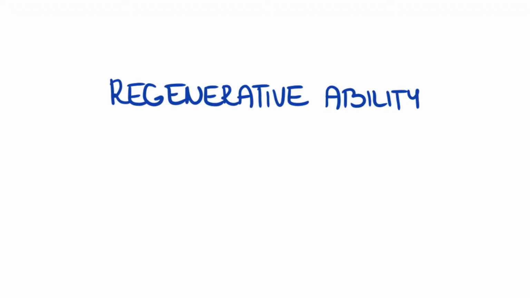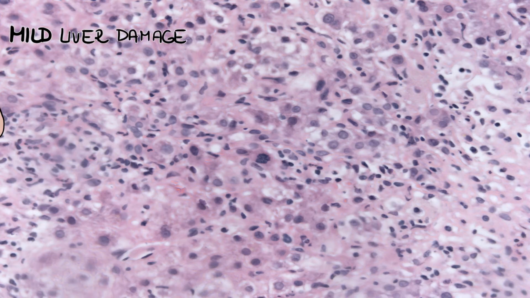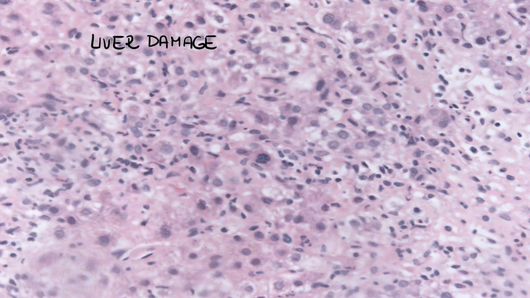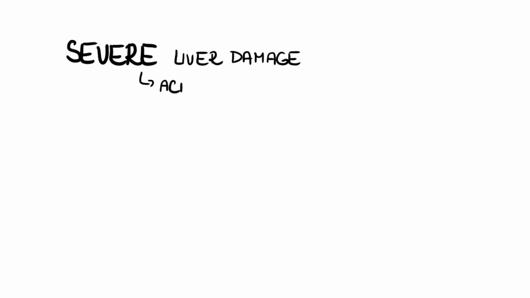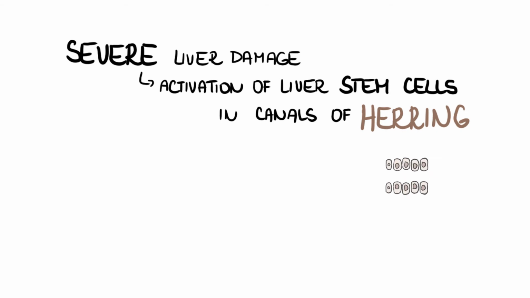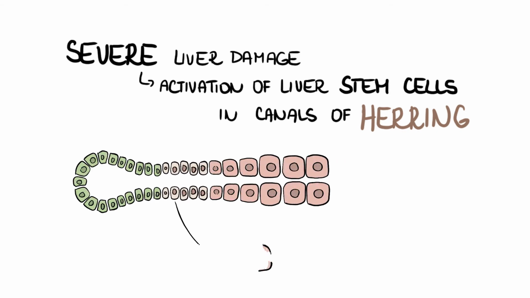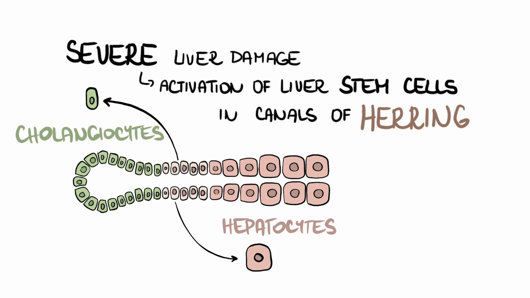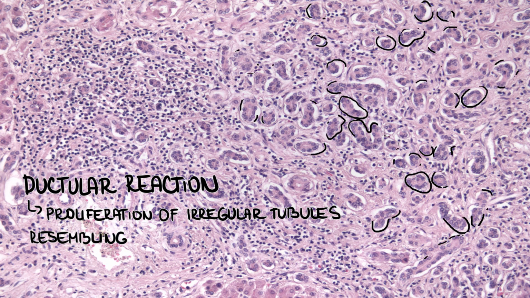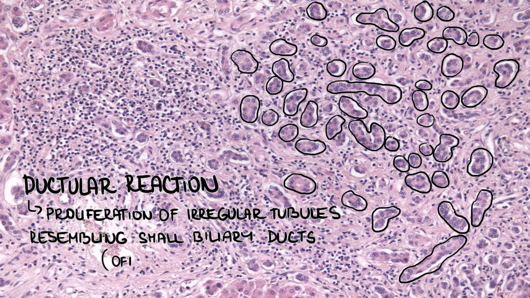The regenerative ability of the liver is enormous. In case of mild liver damage, the parenchyma regenerates by mitotic replication of adjacent vital hepatocytes. More severe liver damage leads to activation of liver stem cells in the canals of Hering. These cells can differentiate into both hepatocytes and cholangiocytes. Such a reaction, called ductular reaction, is seen as a proliferation of irregular tubules resembling small biliary ducts, often without true lumen.